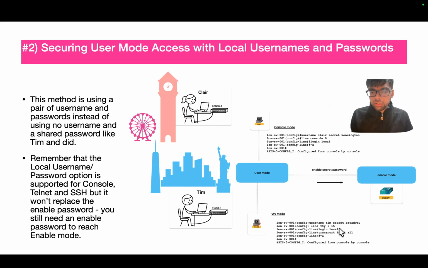Line VTY 0 15, so he's opening the virtual terminal line. Login local, transport input all, then return into privilege exec mode, enable mode, and now that's configured. So Tim has now configured himself a username and password to log into Claire's London switch here. But he had to open the virtual terminal line and then specify transport input all to allow this. So that's what's happened here.